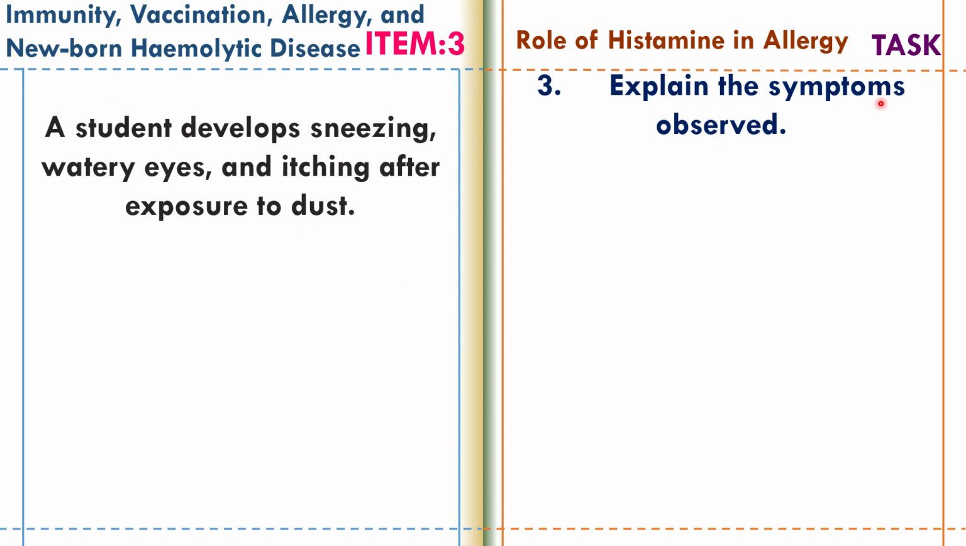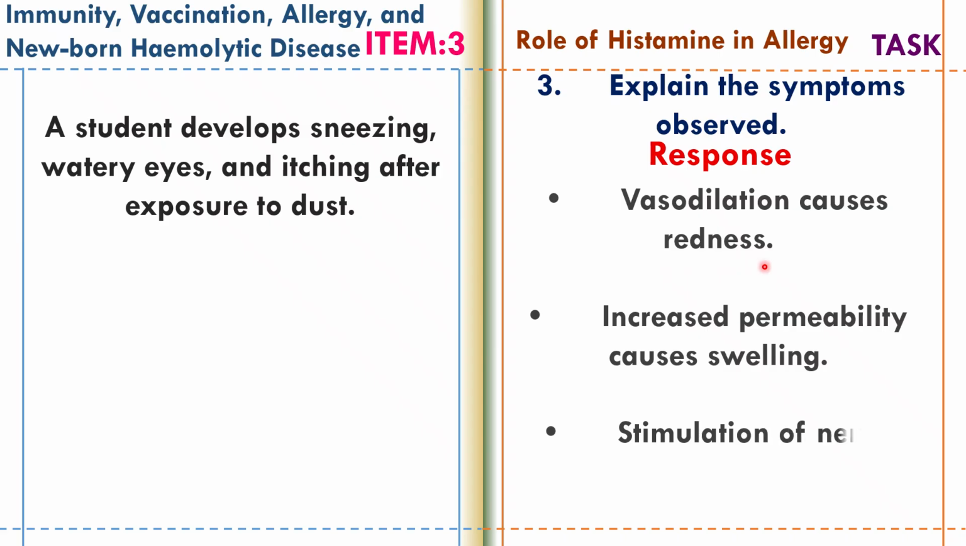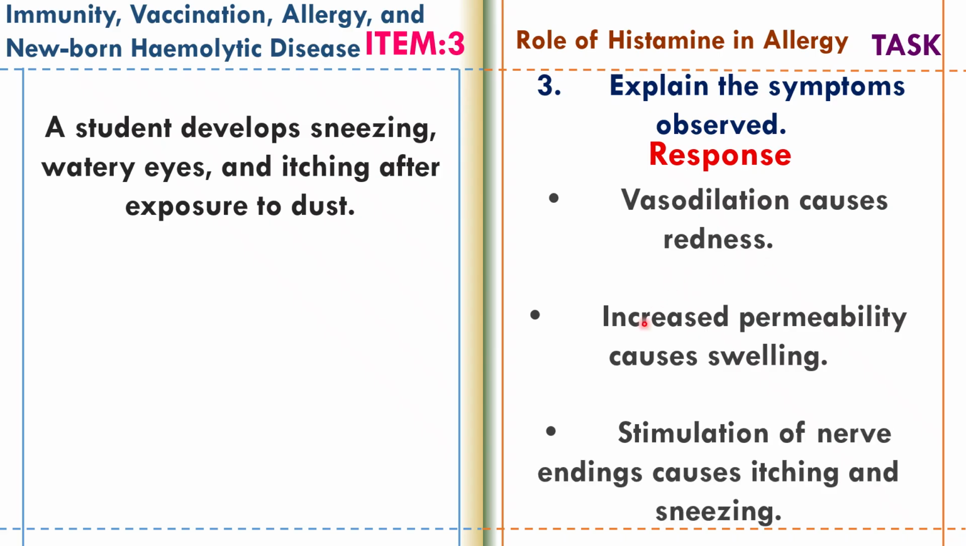Explain the symptoms observed. Vasodilation causes redness. Increased permeability causes swelling. Stimulation of nerve endings causes itching and sneezing.